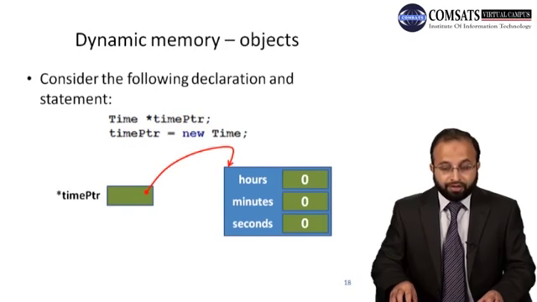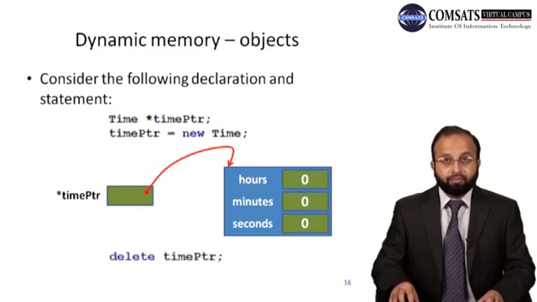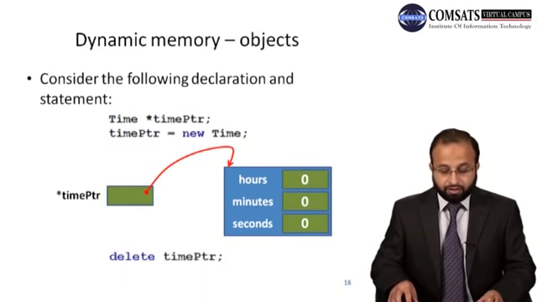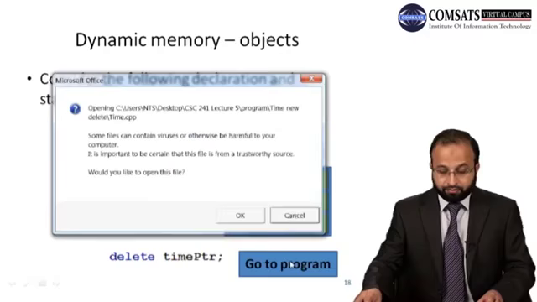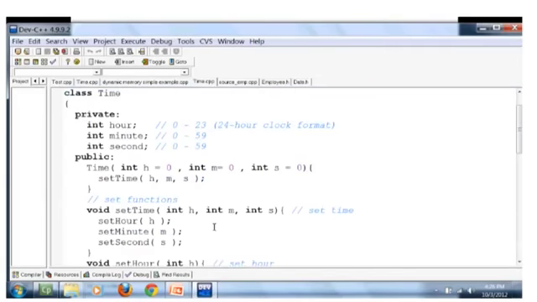So the new operator returns the memory where it allocates the object of the Time class, and that address will be stored in the Time pointer. And we use the delete operator to delete that memory location, that is, delete Time PTR. So you write delete and then the name of the pointer. Let's go to the program. So this is the program.